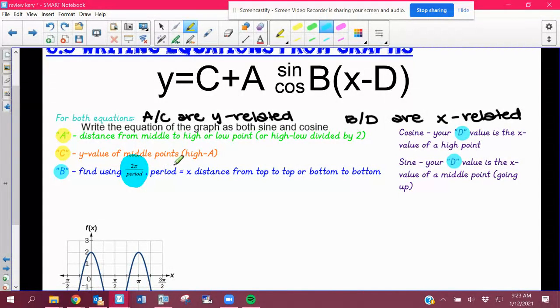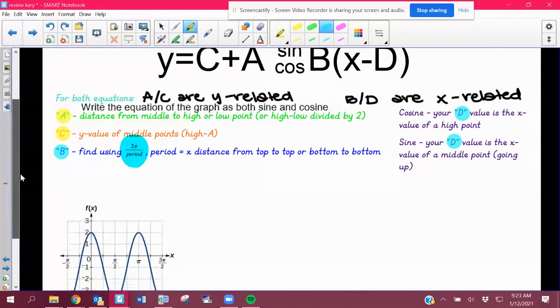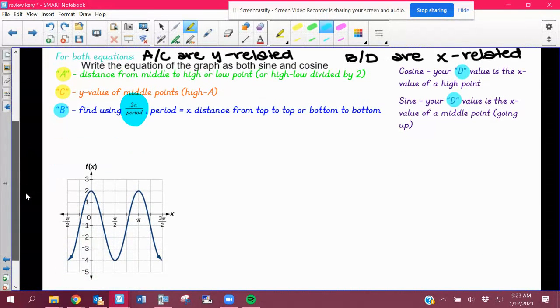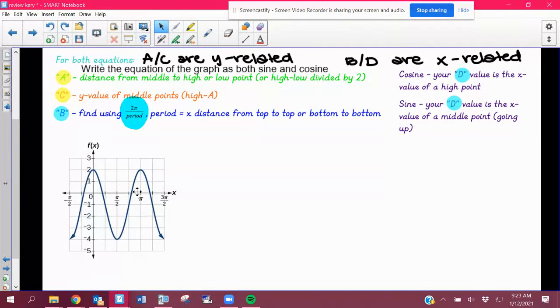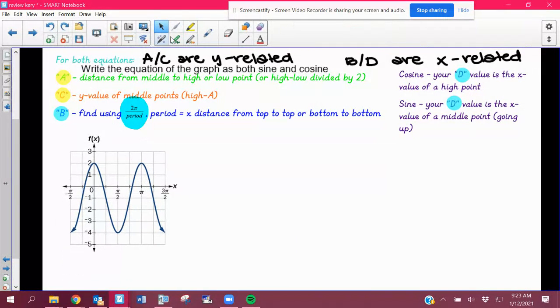Okay, the period is the x distance from top to top or bottom to bottom, basically from one point to the next point that looks just like it. For your cosine, your d value is the x value of a high point. For a sine, your d value is the x value of a middle point going up. Okay, so if I was to look at a graph like this, pretty not straightforward for everything, but for some pieces it might be easy to look at. Now, the one thing, sometimes it's hard to see the middle points.